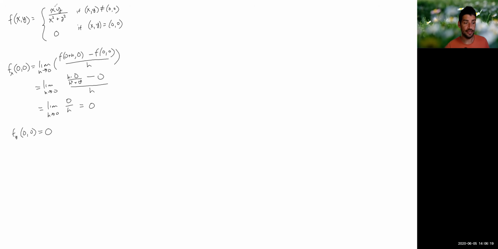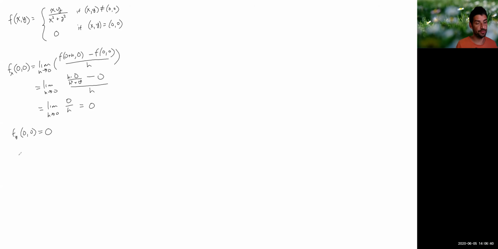So at this point, the derivatives both exist, okay? But this function doesn't have a tangent plane here, okay? So let's think about what it would mean if it did.